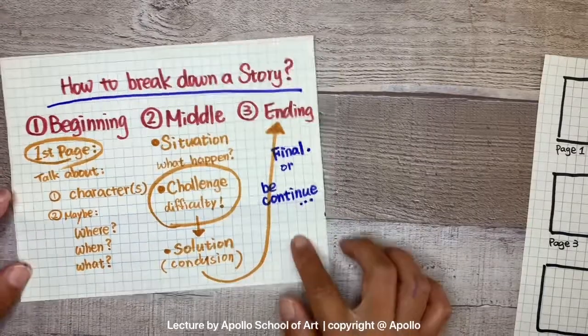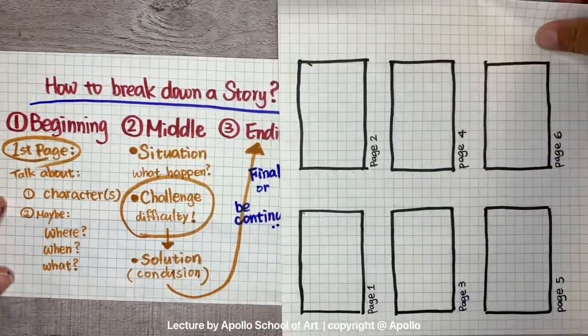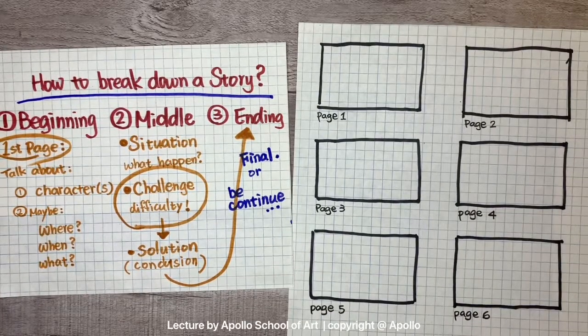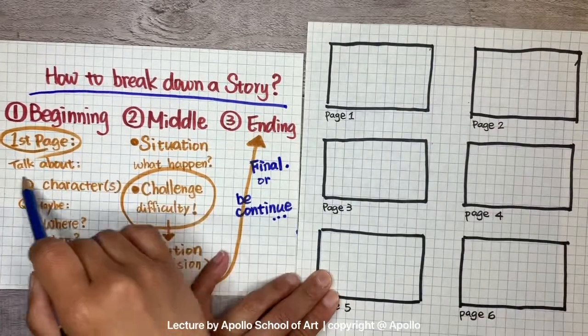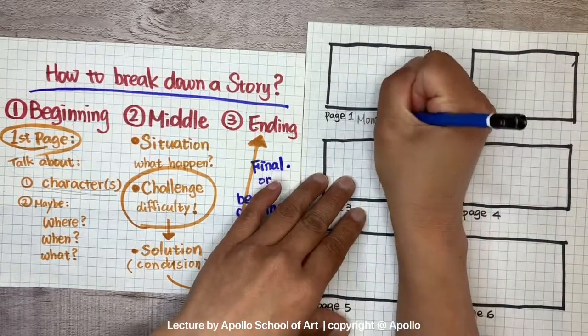When you're done with the scrap of the story, you can have a draft paper, so we can do the simple layout. So the paper could be straight, vertical, or horizontal. Okay, so that's my sample. So the first page is about the character, right? So I have to describe the character.